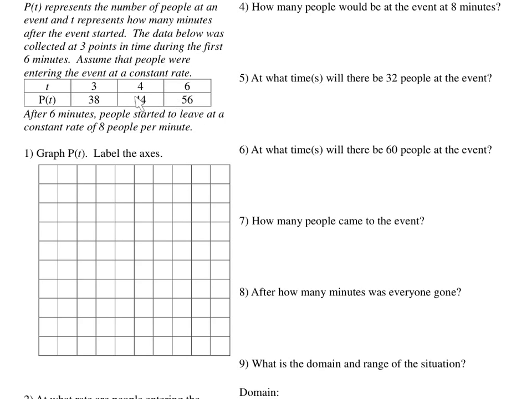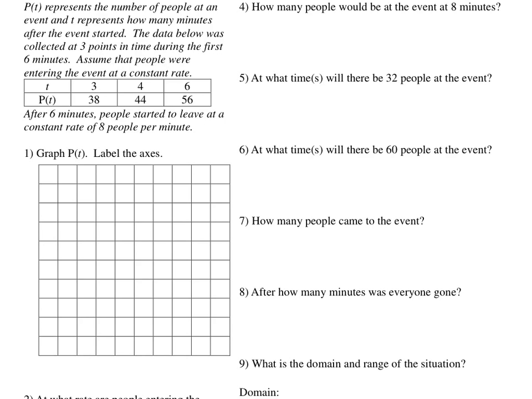And then after the 6 minutes, people start leaving at 8 people per minute. So if we look at this data, it looks like it's growing. So you're going to have people coming in, and then they're leaving at 8 people per minute. Then it's going to start going down. Okay, we've got to keep that in mind when we do this problem.